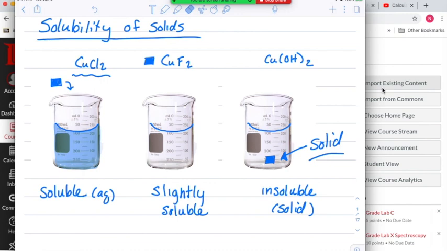So next up, I want to look at the one that's in the middle. And it's in the middle physically, and it's also in the middle in terms of what it does.